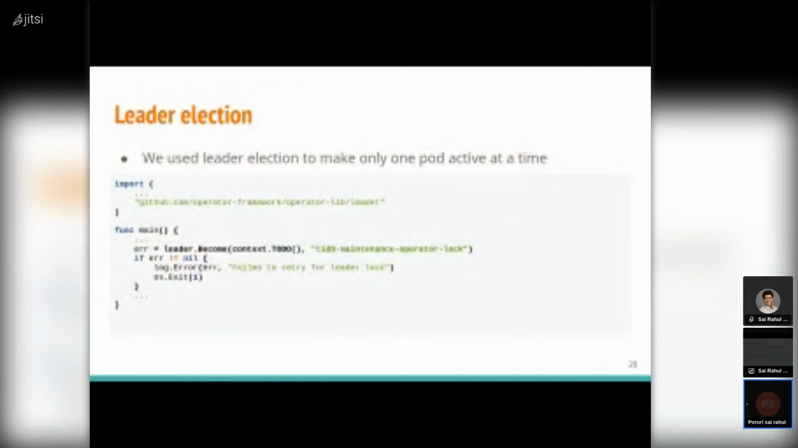The second thing was leader election. Because of HA, we were deploying multiple pods, but we didn't want everyone to take action on the thing. We wanted only one of the pods to be active at a time. So we implemented this basic leader election, which is there in the operator framework. You just say leader.become, and this method blocks that thread until it gets a leader lease.